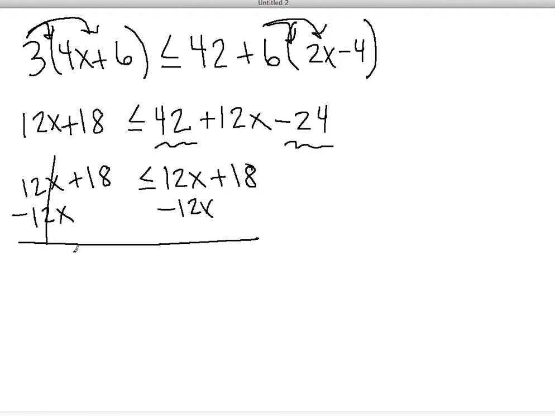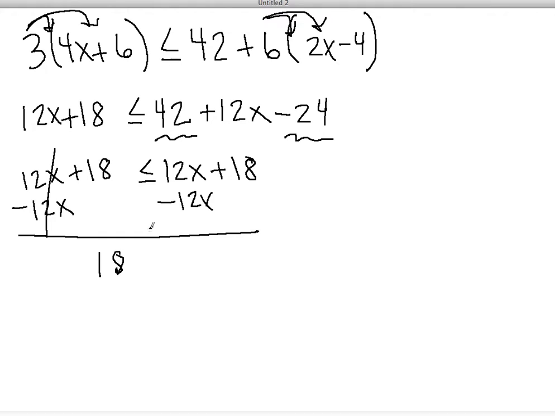So these go away and we get 18. We bring our sign down. So 12x minus 12x, those also go away. That becomes 0. Now we have an 18. So our variables are gone and we have a statement. It says 18 is less than or equal to 18. Is that a true statement? Yeah, because 18 can be equal to 18. 18 is equal to 18.